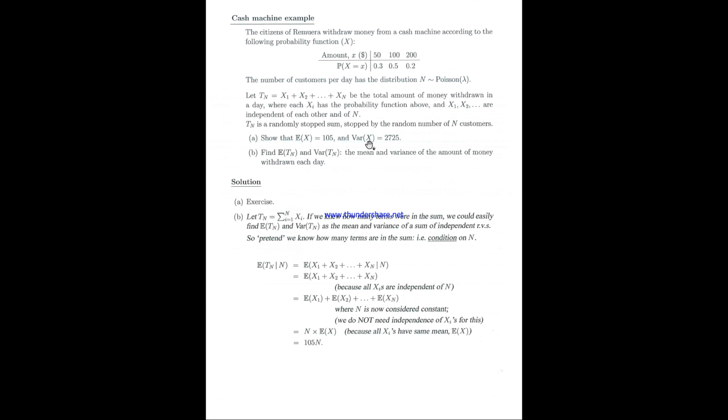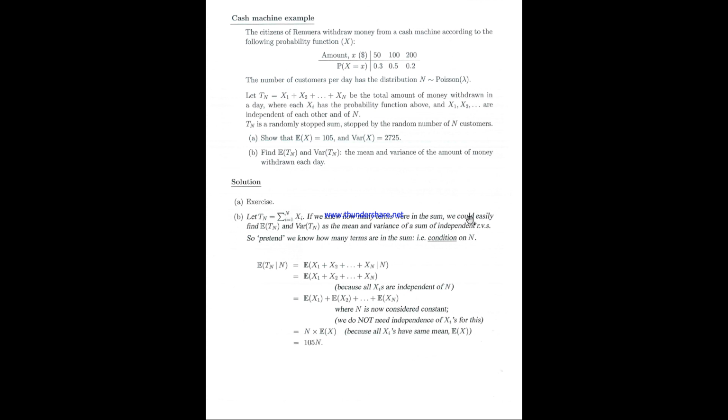So you can easily find out these two values when you are given the probability mass function of the random variable. But here the important thing is, now we are going to find the expected value of the randomly stopped sum and the variance of the randomly stopped sum, which is new for stochastic processes. Right? So we know when you take the randomly stopped sum, capital Tn, that is equal to the summation of all the xi's, that is summation of xi where i goes from 1 to n.